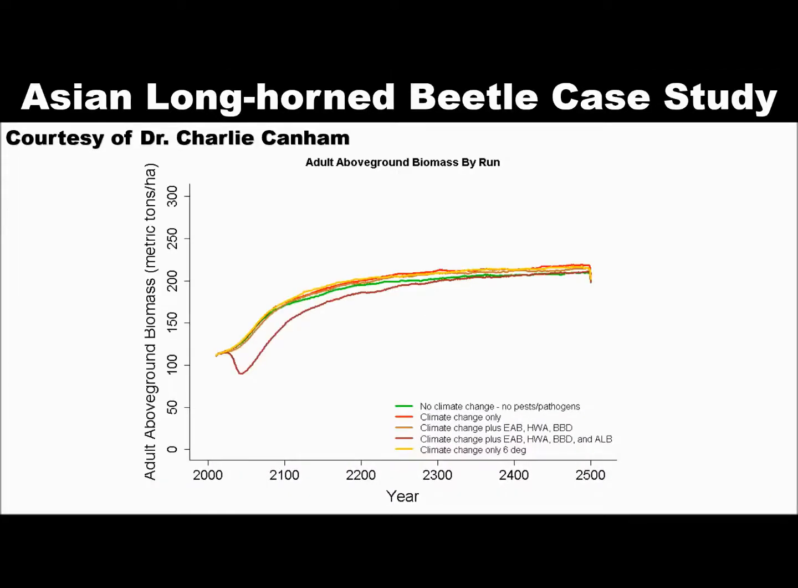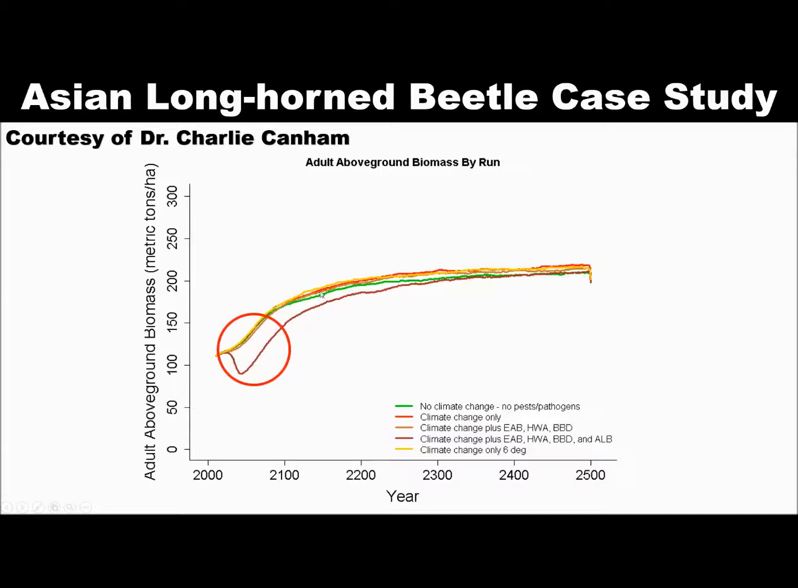So here's an example of that. This is work that came out of the Cary Institute of Ecosystem Studies by Dr. Charlie Canham. What this graph shows is the total adult aboveground biomass by trial run from 2000 to 2500, where climate change and no pests and pathogens were modeled, climate change only was modeled, climate change plus emerald ash borer, hemlock woolly adelgid, and beech bark disease was modeled, climate change plus emerald ash borer, hemlock woolly adelgid, beech bark disease, and Asian longhorn beetle was modeled, and then climate change only with 6 degrees difference was modeled. And as you'll notice, it wasn't until the generalist pest, Asian longhorn beetle, was brought into the equation that we saw these significant reductions in biomass.